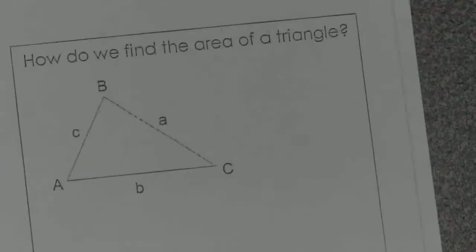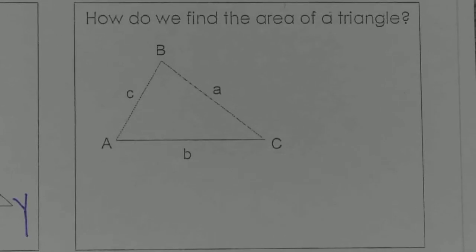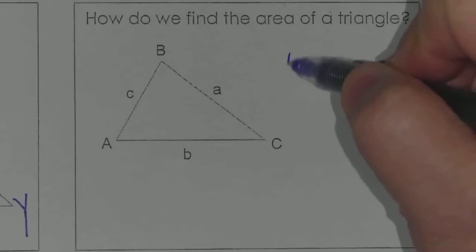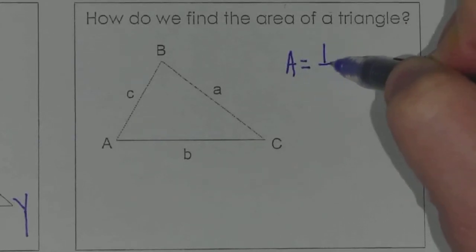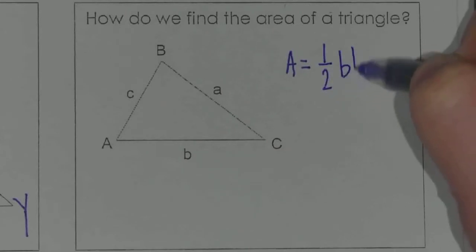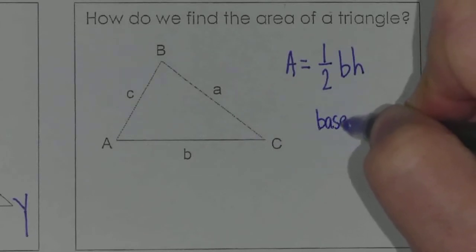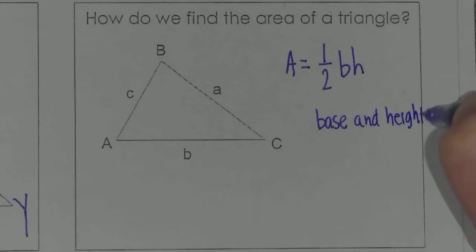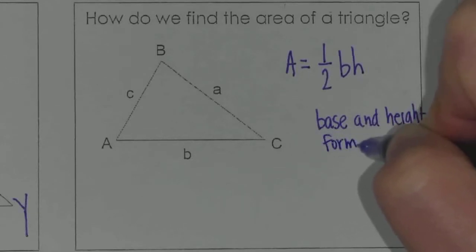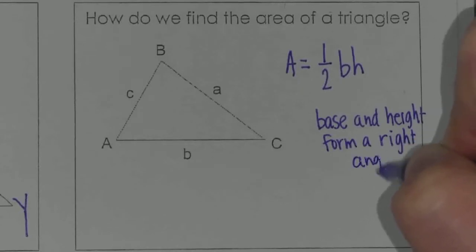Now, just before we get going on our formulas, I want to remind you how we find the area of a triangle. Does anybody remember how to do that? Do you remember the area formula? Yeah, one half the base times the height. Does anybody remember what the base and the height have to do? They form something together. Don't they have to form an angle? What kind of an angle? Right angle. Yeah, they have to form a right angle together.